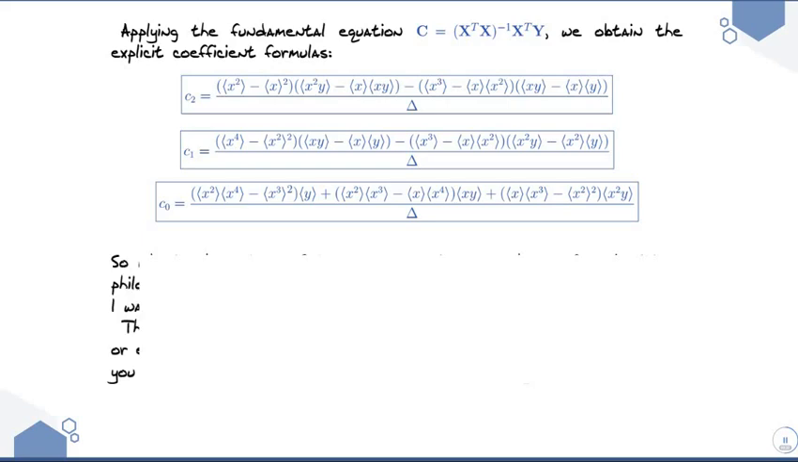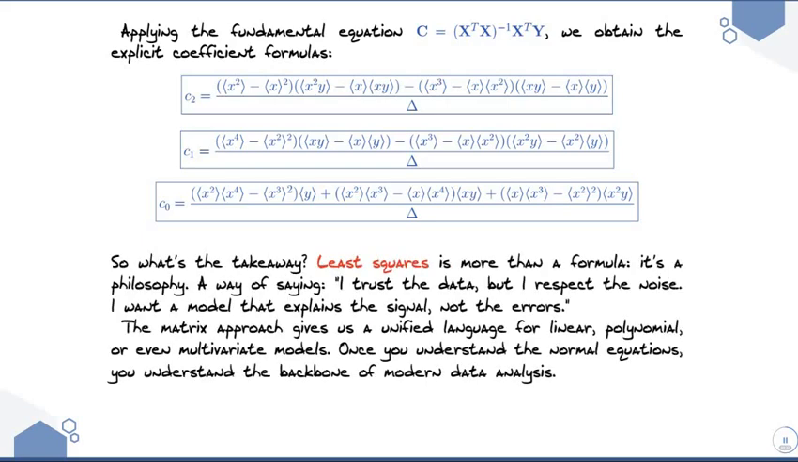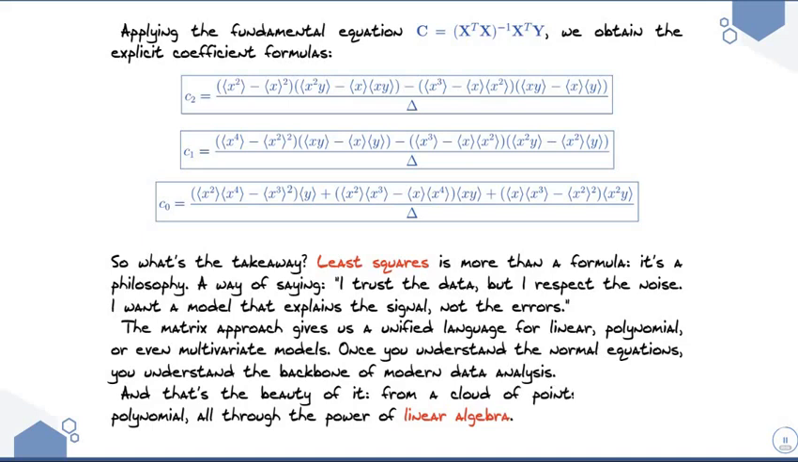So what's the takeaway? Least squares is more than a formula, it's a philosophy. A way of saying, I trust the data but I respect the noise. I want a model that explains the signal, not the errors. The matrix approach gives us a unified language for linear, polynomial, or even multivariate models. Once you understand the normal equations, you understand the backbone of modern data analysis. And that's the beauty of it. From a cloud of points to a clean polynomial, all through the power of linear algebra.